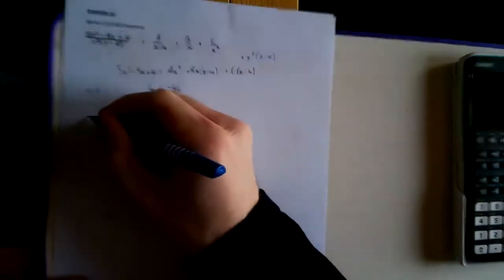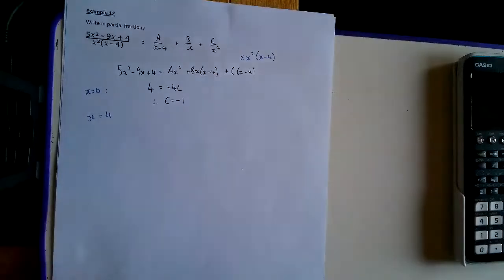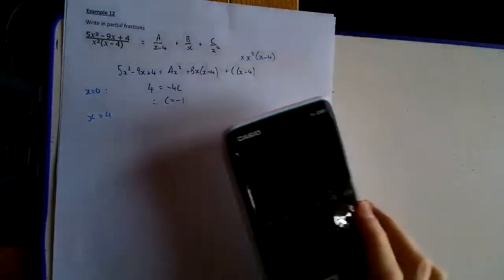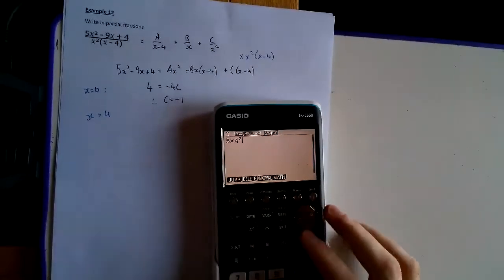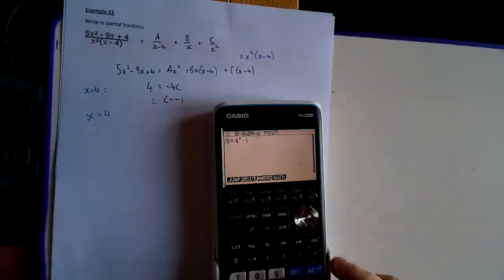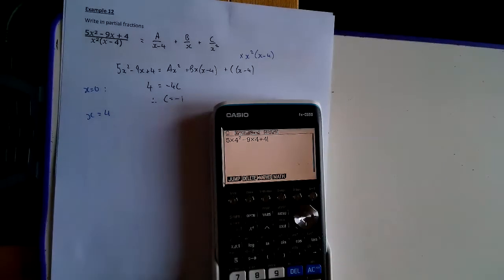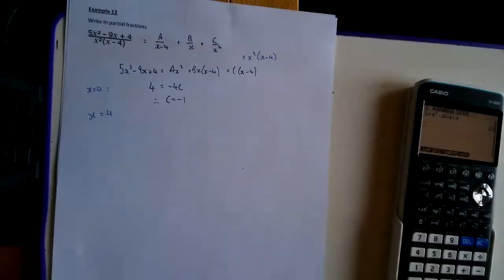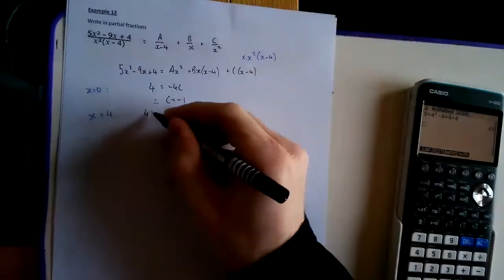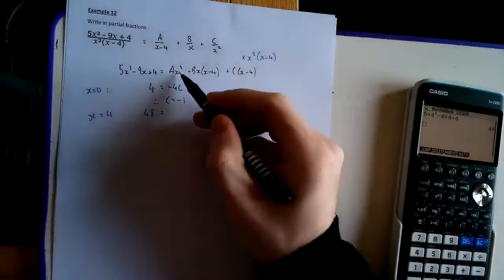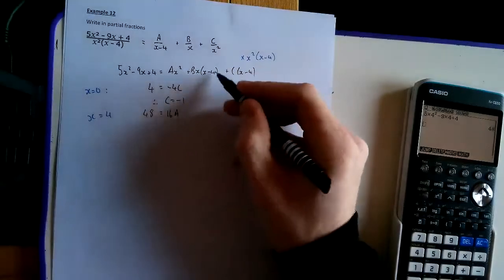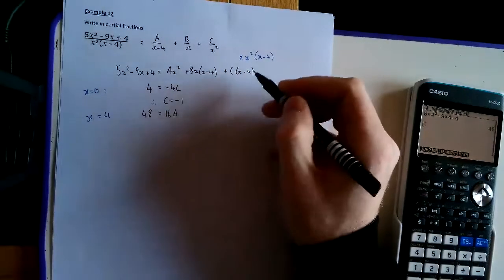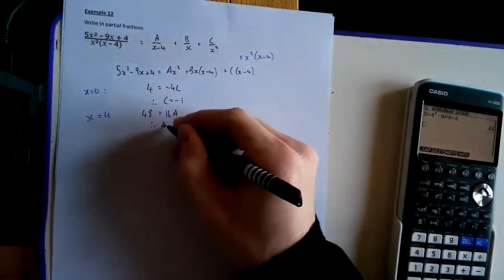Next number is x is 4. So sub 4 into the left-hand side. So I'm going to use my calculator to check it. So 5 times 4 squared, take away 9 times 4, plus 4. So 48. This side, 4 squared, 16. So 16 there. 4 into here will be 0. 4 into here will be 0. So therefore, it's just 3.